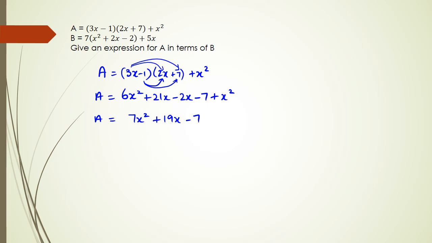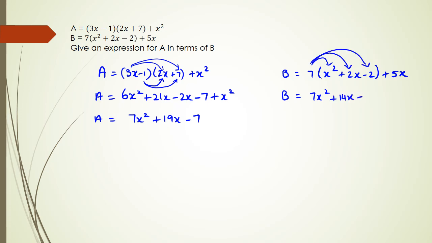Once that's done, I'm going to start working on b. Now b is equal to 7 times x squared plus 2x minus 2, plus 5x. Expanding the brackets, I've got 7 times x squared, which is 7x squared. 7 times 2x is 14x. And then 7 times minus 2 is negative 14. And of course, I've got plus 5x at the end.